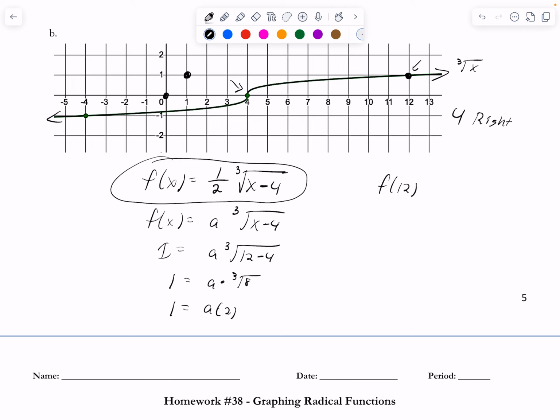So I'm going to plug in 12 to see if this works. The cube root of 12 minus 4. So that's going to be 1/2 times, let's see, 12 minus 4 is 8. The cube root of 8 is 2. And I get 1. You'll notice the y value for that point is 1. So this works.